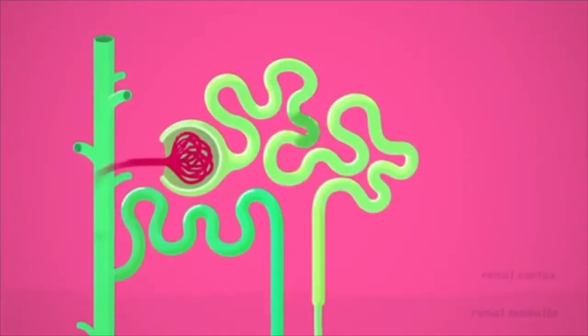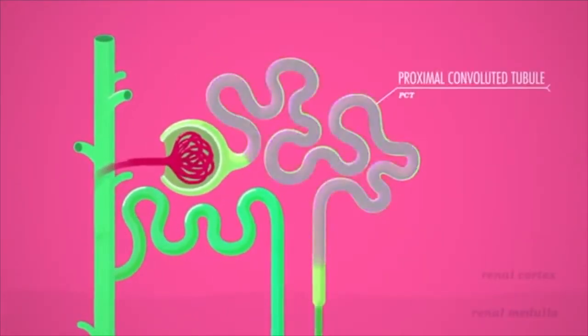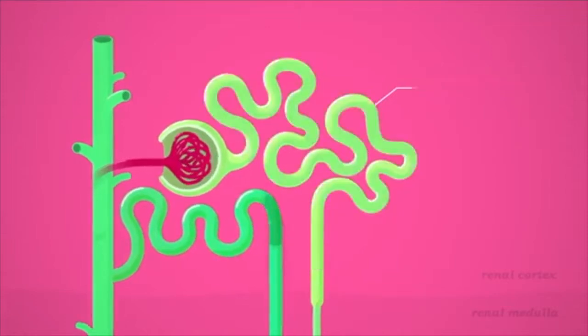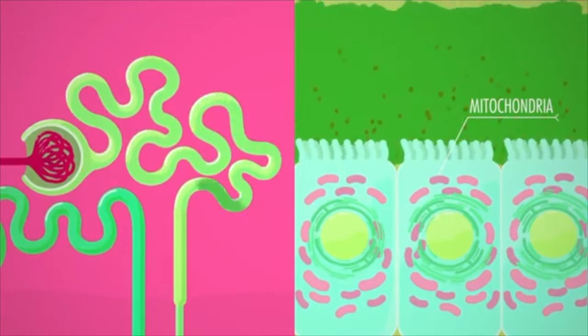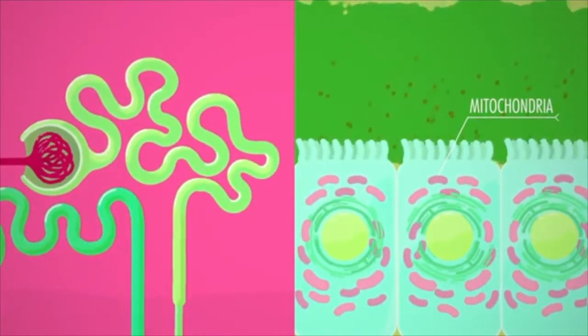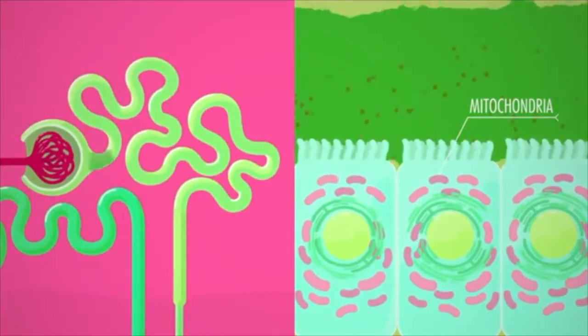So let's trace the whole process, starting at the top with the proximal convoluted tubule, or PCT. The walls here are made of cuboidal epithelial cells with big ol' mitochondria that make ATP to power pumps that pull lots of sodium ions from the filtrate using active transport.